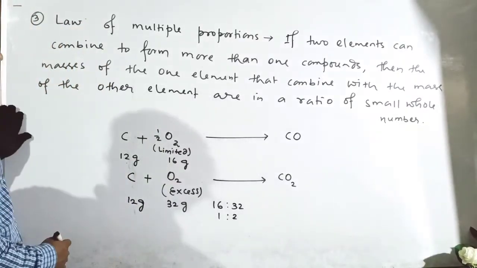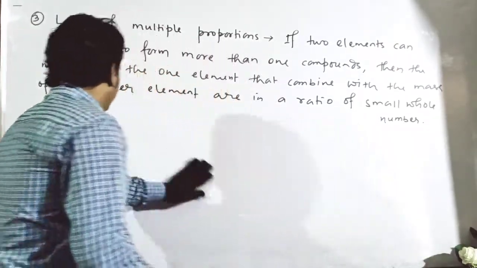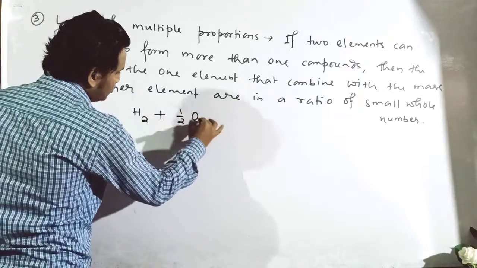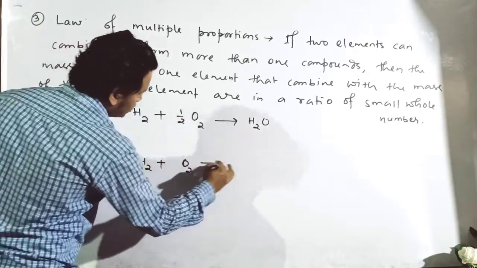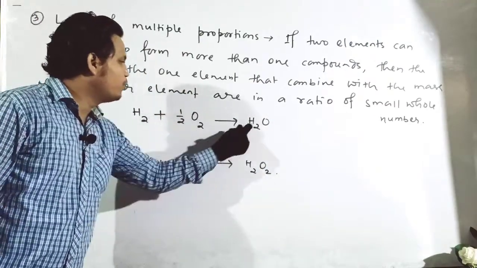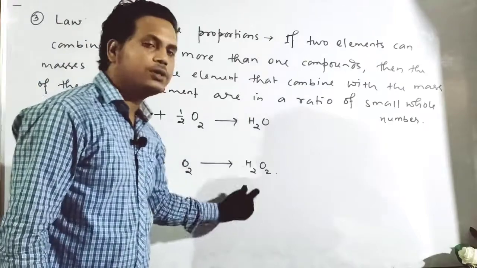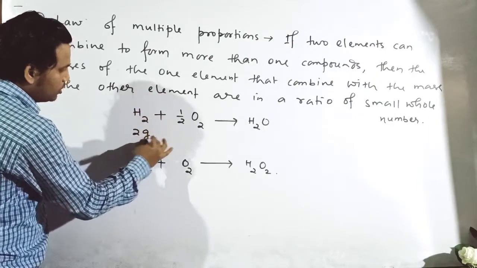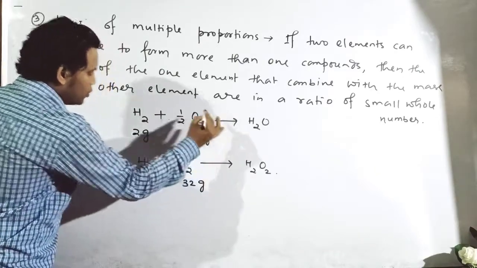Let us take one more example. Hydrogen can combine with oxygen to form water. Also, hydrogen can combine with oxygen to form hydrogen peroxide. So two elements can combine to form more than one compound. Now, select which one has the fixed mass. Hydrogen 1, 2 times 2. Oxygen 16, hydrogen 2, 16 twos are 32.